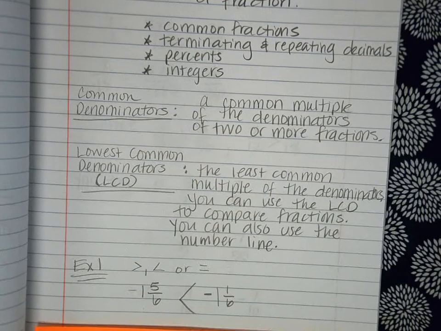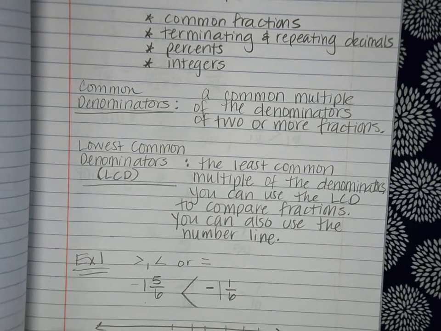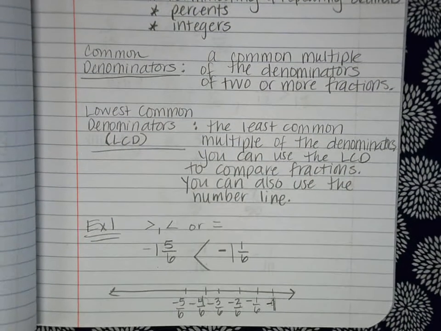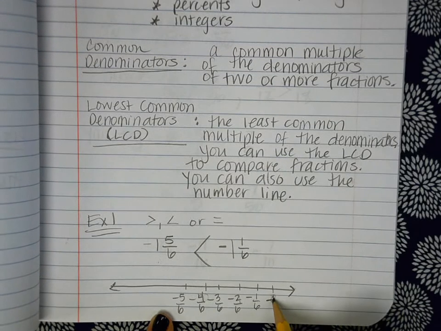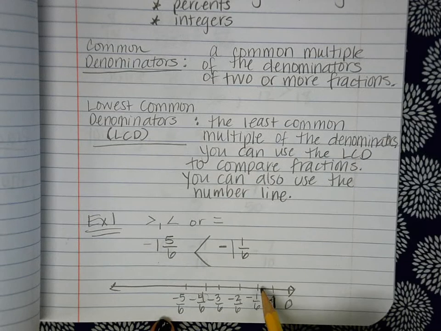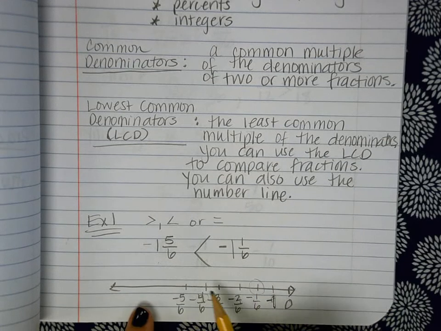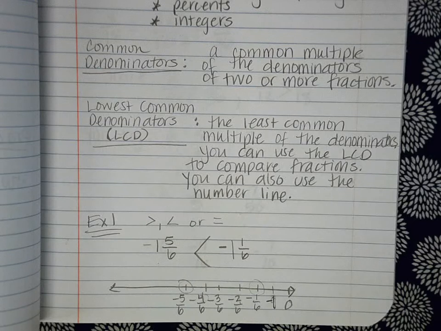Now you could also use a number line, and I'll show you in case you have to do this on a test. You don't have to write it, but you can if you want. But you could just look at your numbers. So I have the -1 somewhere out here, right? And then I can see that this -1 1/6 is bigger than -1 5/6. Okay? So just understand how to set it up and how to read a number line.